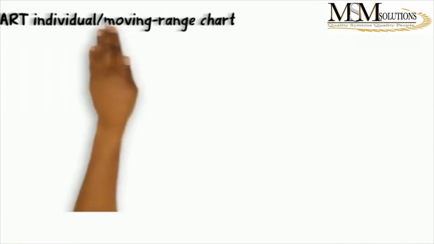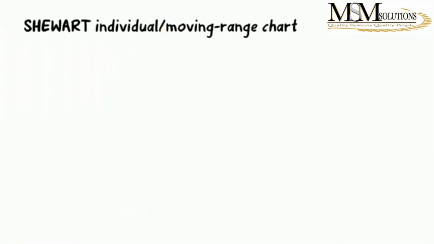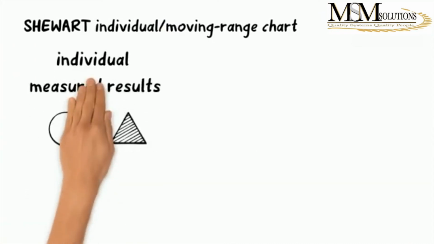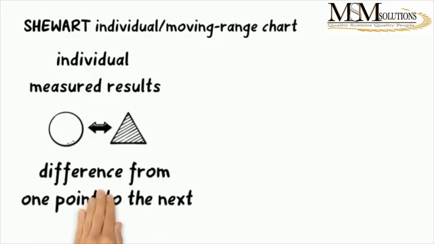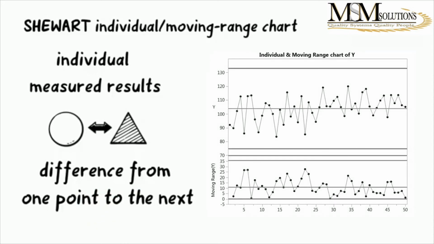We then have the Shewhart individual or moving range chart. The difference between the two is that the individual chart displays individual measured results, which is the most common format, where each result that comes through is plotted on the graph. The moving range chart displays the difference from one point to the next. So you can either plot these values as their original individual charts, or you can calculate the differences and plot that. That is the difference between the individual and the moving range chart when it comes to these Shewhart charts.